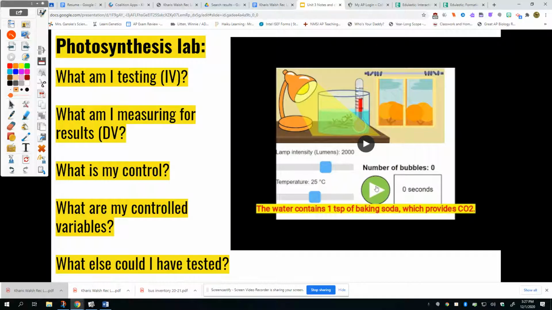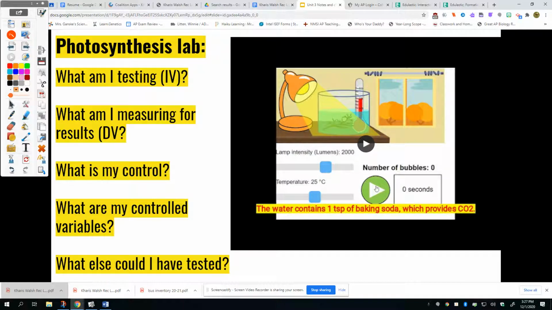Now, today we did a virtual lab, and if you're at home, you're not going to do the virtual lab, but I need you to understand the idea behind it. So you're going to watch this little video. There's no sound to it. Just watch the video, and while you're watching it, figure out, what am I testing? What's the independent variable? What am I measuring for results? What am I going to record to tell if my independent variable had an effect?